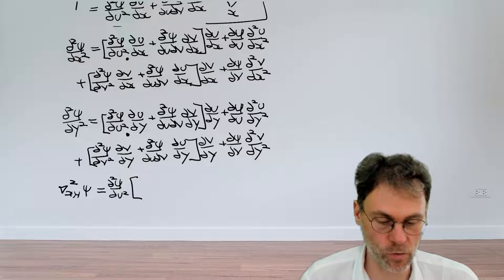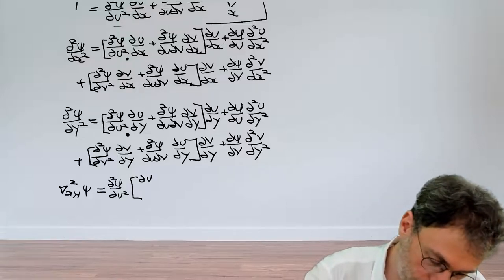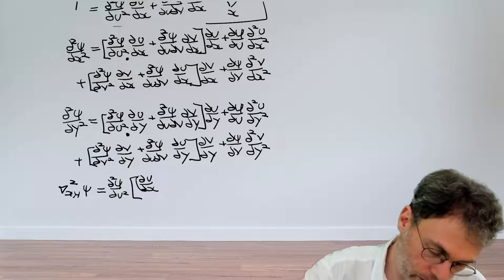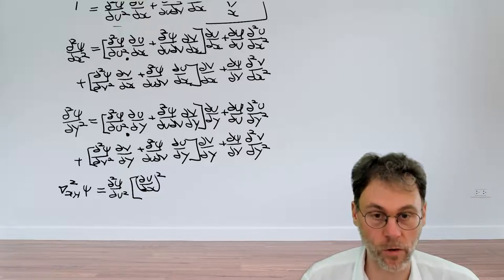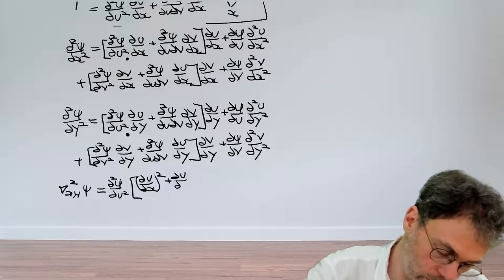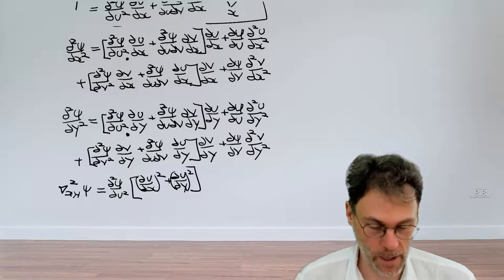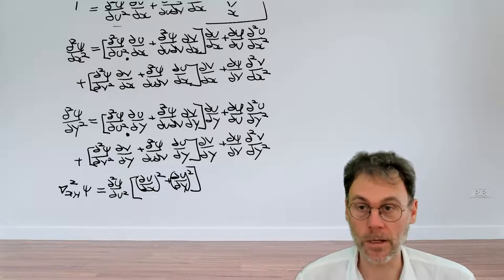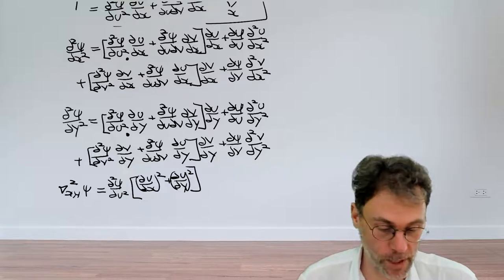So we have the square of the du dx for the first term. And then we also have the square of the du dy. The du dy squared. Okay, cool. So that's already two terms taken care of. We have many more terms, unfortunately.